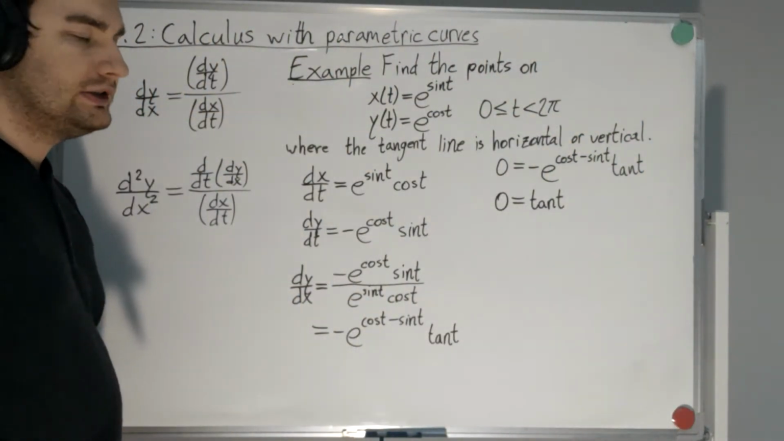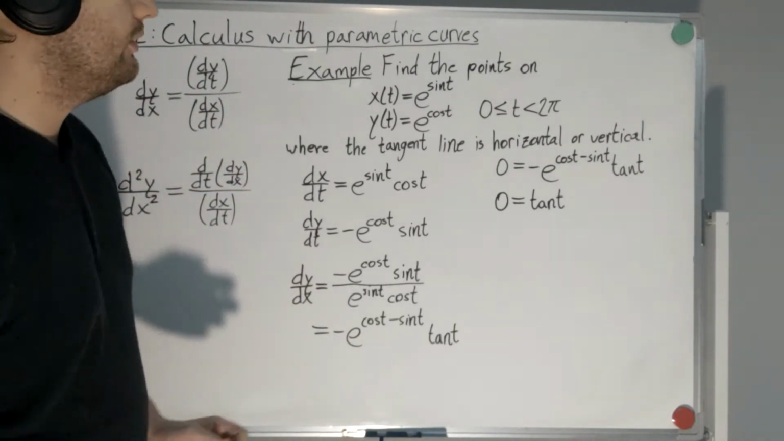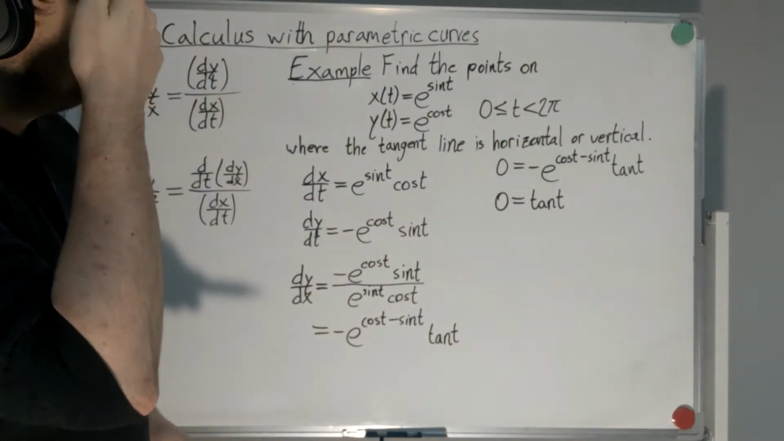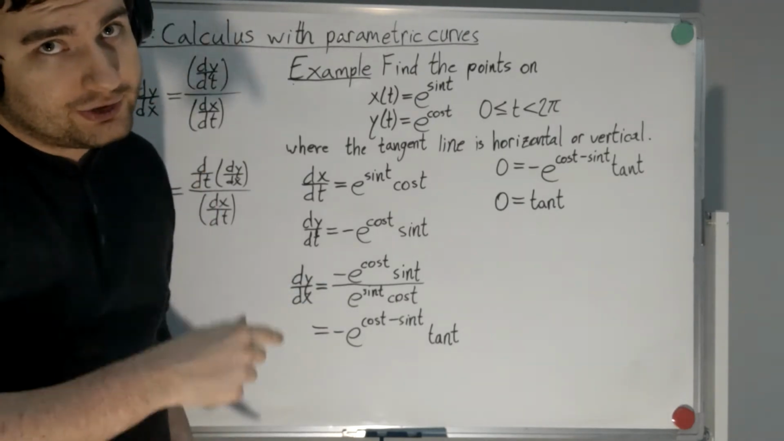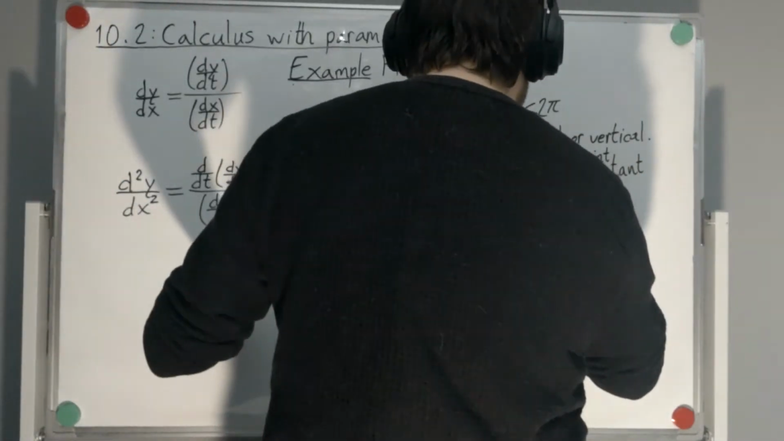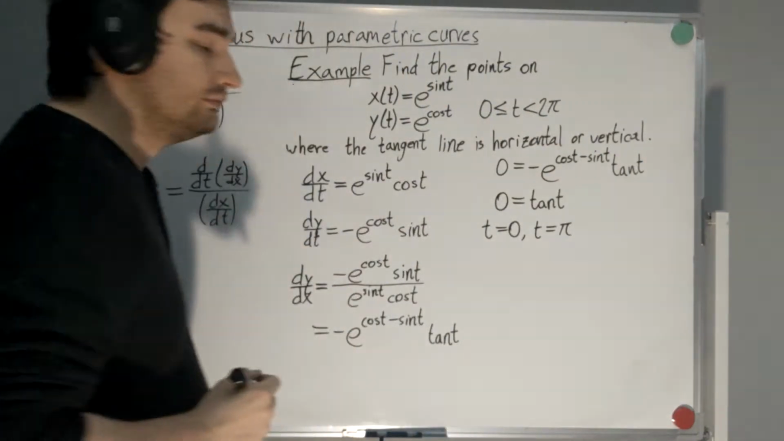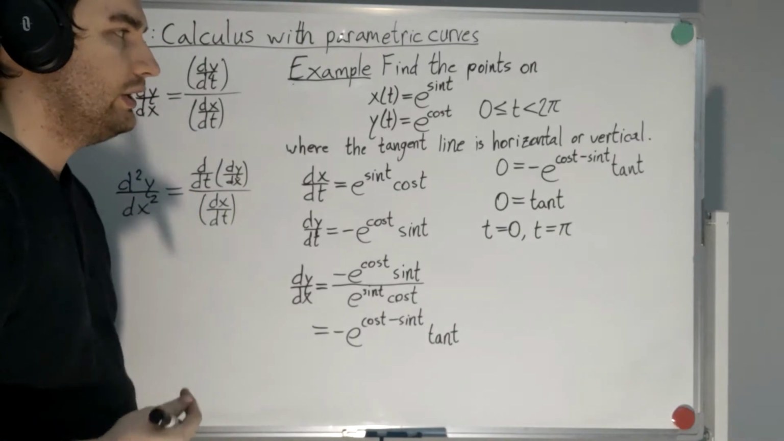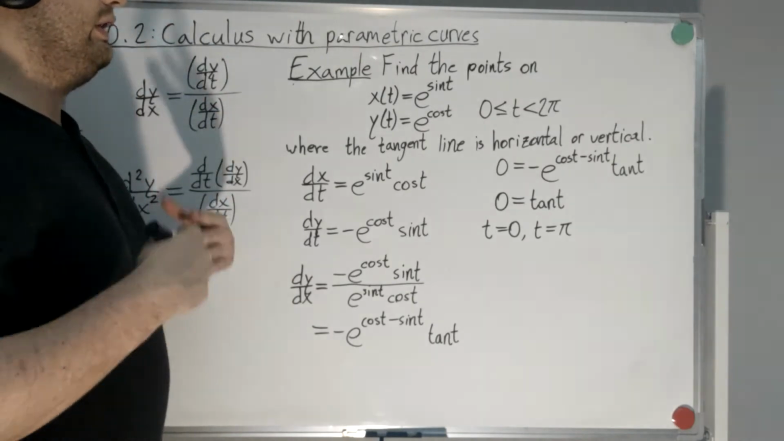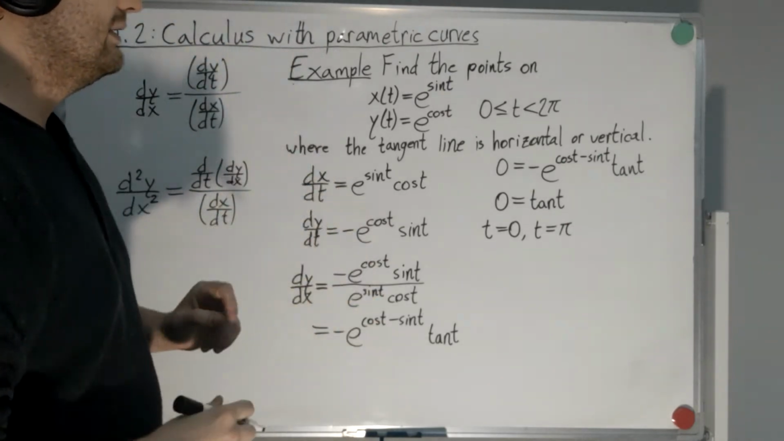Okay, this occurs at infinitely many locations, but we're specifically interested in the ones that are between 0 and 2 pi. So, tangent of t will be 0 whenever sine of t is 0, because tangent is sine over cosine. Sine is 0 exactly at 0 and pi. And those are the values of the parameter t at which the tangent line is horizontal.